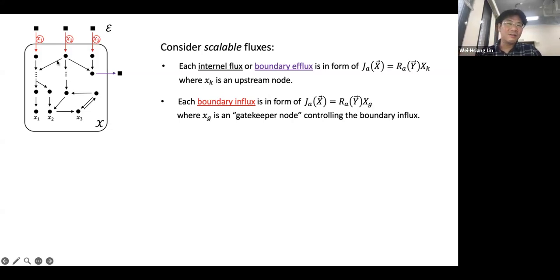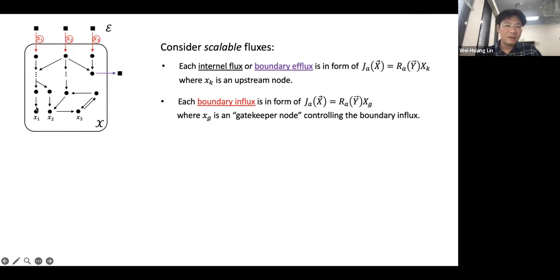So one of the things, when we have a complex reaction network, and we talk about reaction network growth, all we need to do is to know that the influx needs to be bigger than the efflux. So the biomass will be accumulated. So the influx here, because we assume scalable flux, will be controlled by some node. This boundary influx will be controlled by some node, and this node xg, I will call it the gatekeeper node.